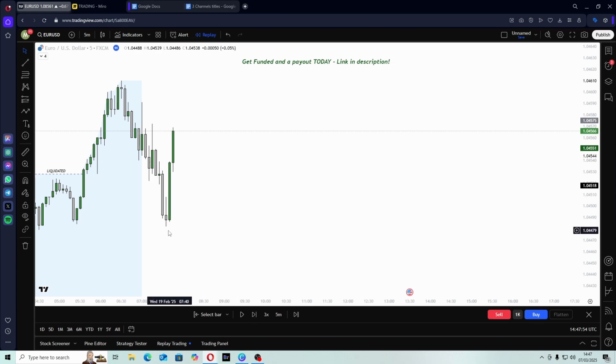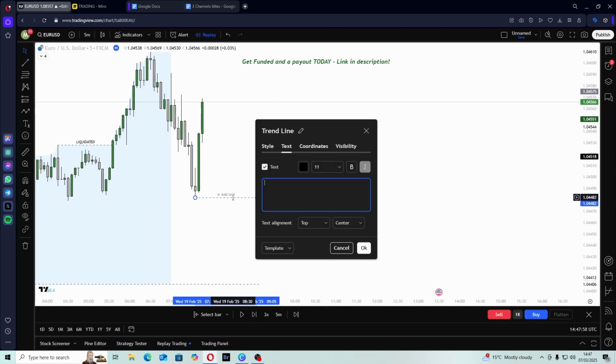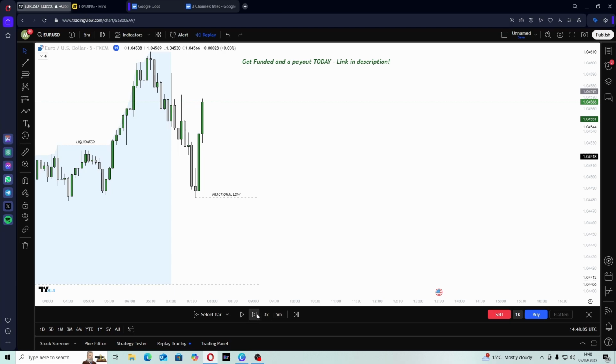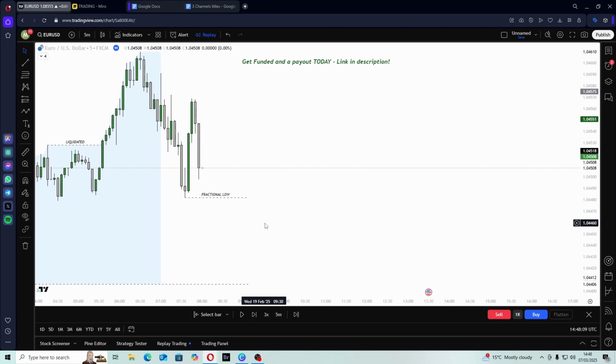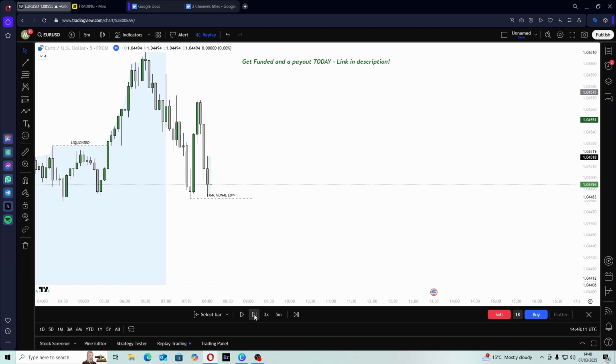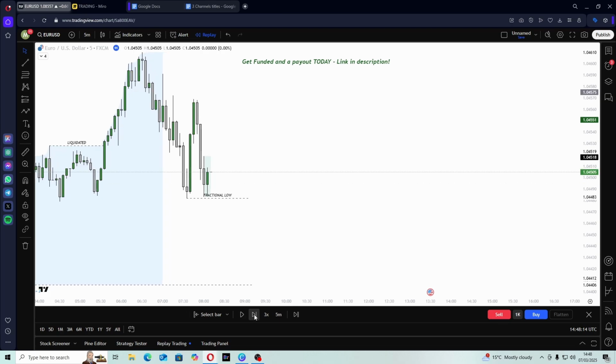Now we have a fractional low right here, which we're going to mark out. A very clear fractional low, which we will be looking for price to take out. So I'm going to keep playing price forward. Once this fractional low is taken out, then we would have got the market structure shift. So I'm going to keep it going.